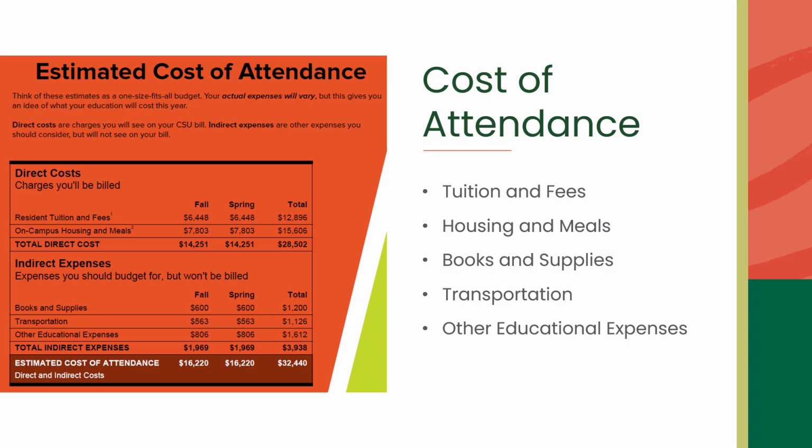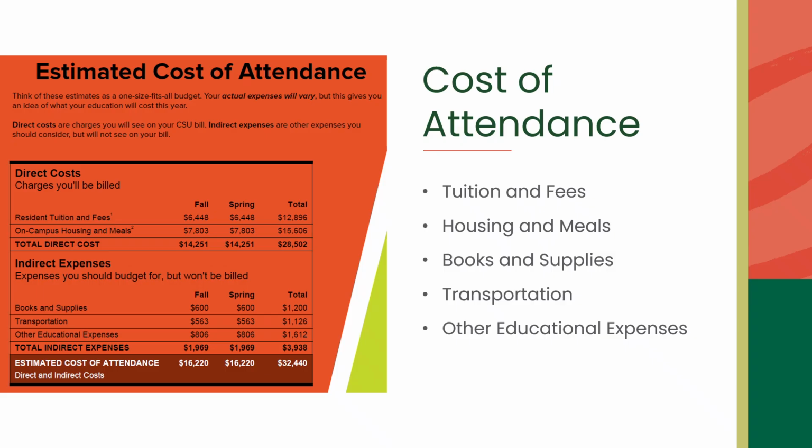For the fall semester, the total direct costs are $14,251. For the spring semester, the total is again $14,251. And then we have listed the total direct cost for the academic year as $28,502. Below, we have then separated the indirect costs from the direct costs.